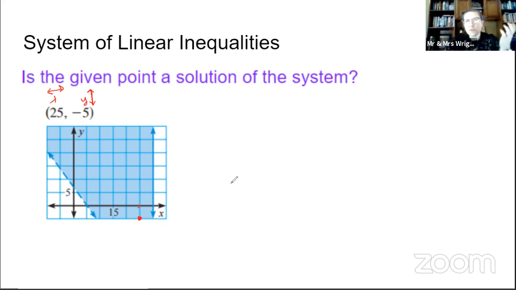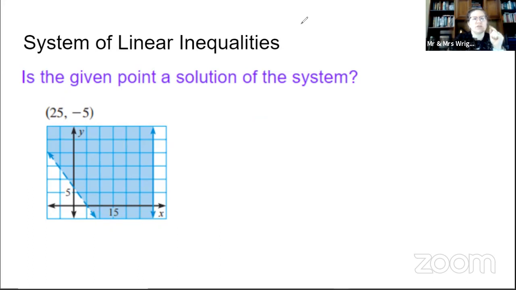Now, it's unfortunate that the graph that they provided us gets cut off right at that point, but we can assume from this graph that it's going to continue because of the arrows here and here. And so they don't intersect to cut it off until further down. So we can say for sure that yes, this is a solution to this system.